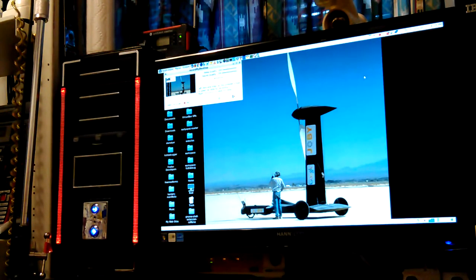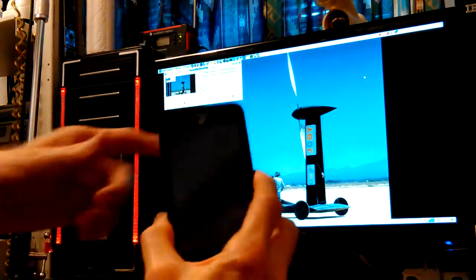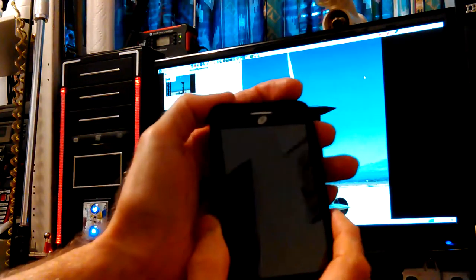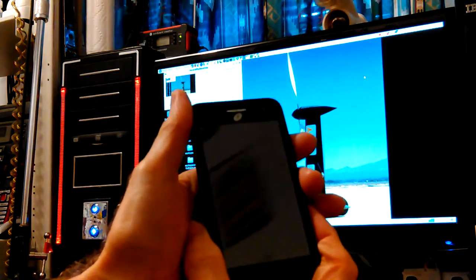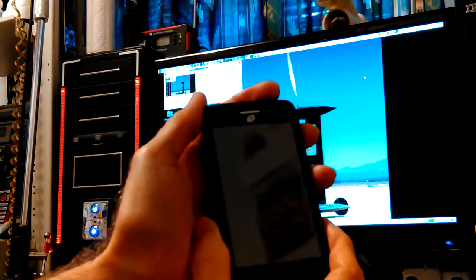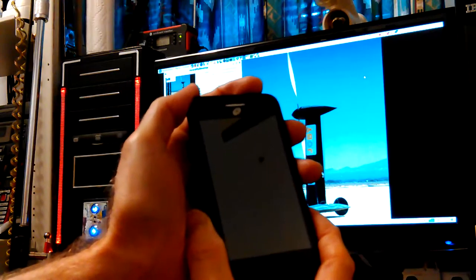Hey, Don here. Got my phone back together after all that, kind of demonstrating how I copied the files successfully from one SD card to the other.